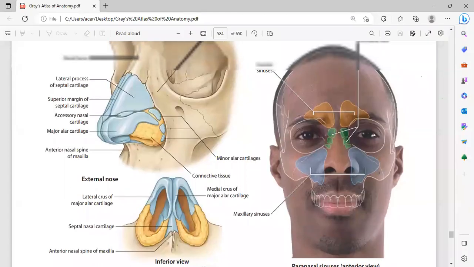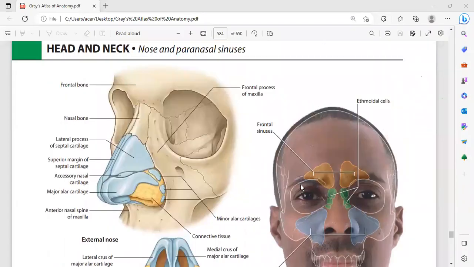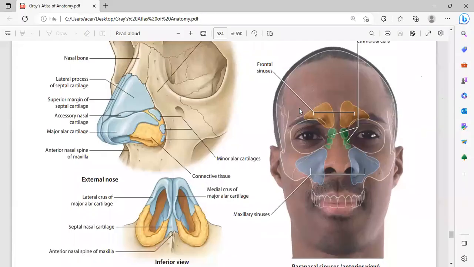and the ear today. Okay, so let's start with the nose. So the nose consists of two parts.